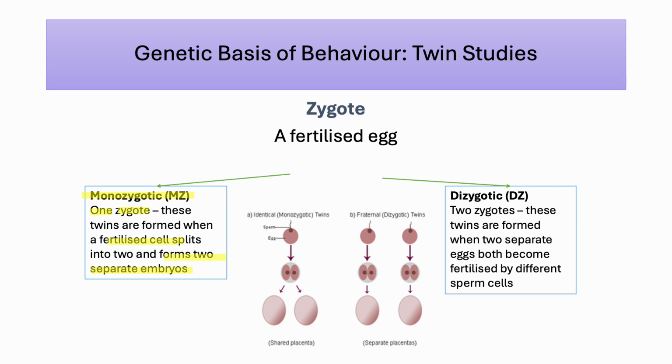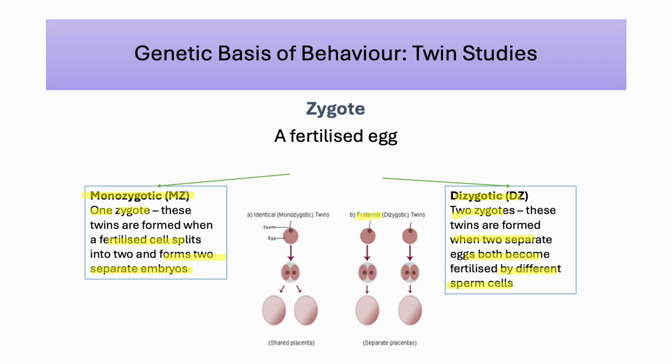material. Whereas dizygotic twins, you might have heard of them as fraternal twins instead of identical twins, but you can just call them non-identical twins. However, I do recommend you get to grips with the terminology of monozygotic and dizygotic twins, because that's just specialist terminology. Now, they are from two zygotes, so they're formed when two separate eggs become fertilized by different sperm cells, which is why they only share 50% of their DNA.